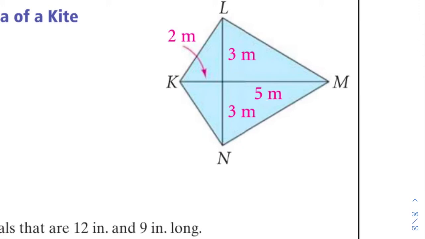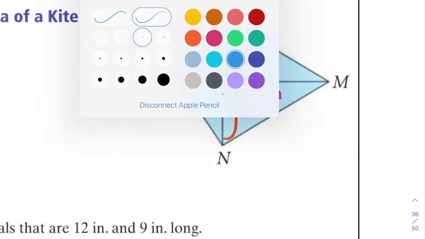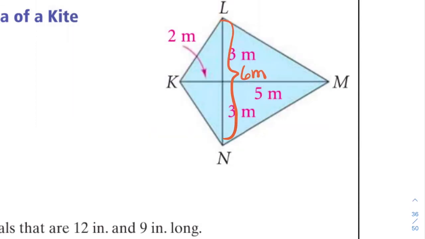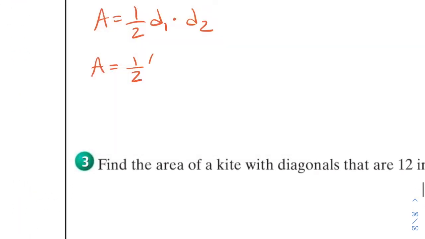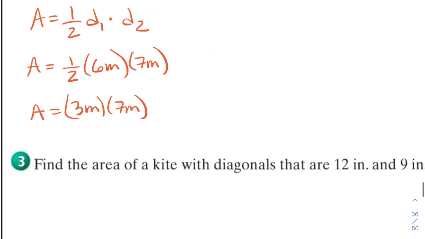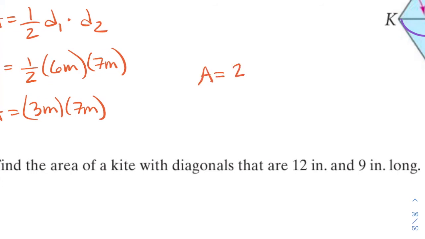So let me make this a little bit nicer. So 6 meters. And then I'll do purple. That's 7 meters. So it's going to be 1/2 6 meters times 7 meters. It's going to be 1/2 of 6, which is 3 meters, times 7 meters. So it's going to be 7 times 3, which is 21 meters squared. And we're done.